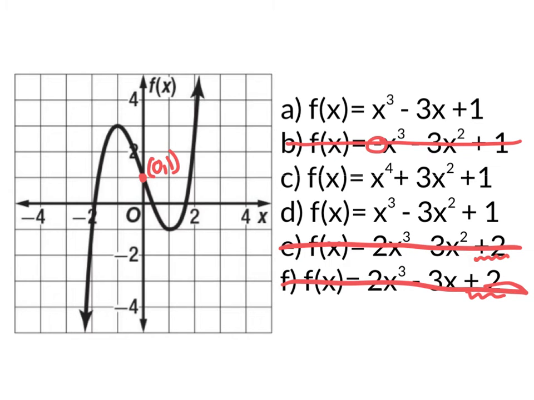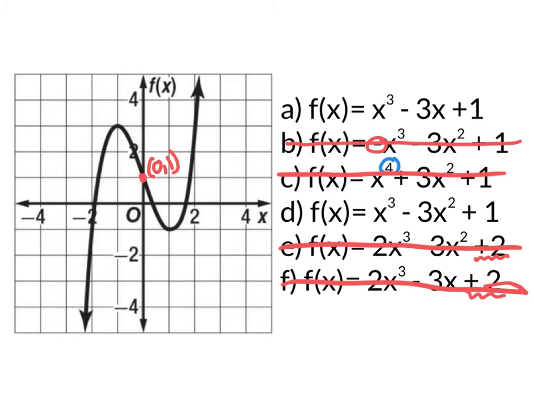What else? Which other one could we eliminate easily? C. C, absolutely. Why could we eliminate C? Because it has the degree 4, which would mean that you would have to change directions 4 times at least, right? And it goes up 1, 2, 3. Only 3, cannot be 4, so we could eliminate C. Let's eliminate C. So it's either A or D.